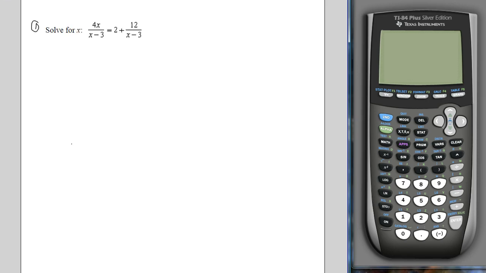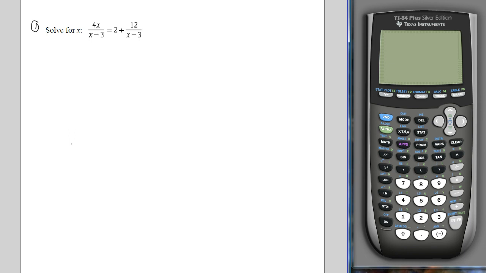It says solve for x. 4x over x minus 3 equals 2 plus 12 over x minus 3. So when they talk about rationals, they usually mean fractions. And some people get a little nervous when they talk about fractions. So just remember, you can do this. So here we go.